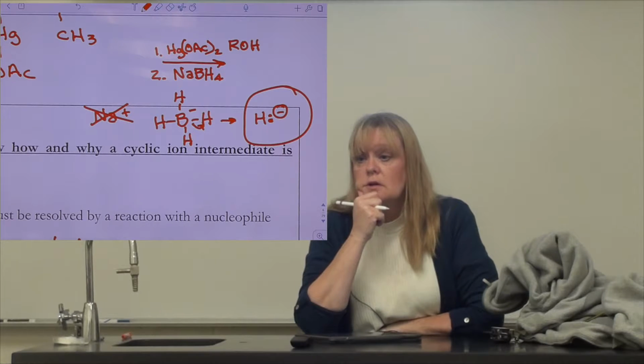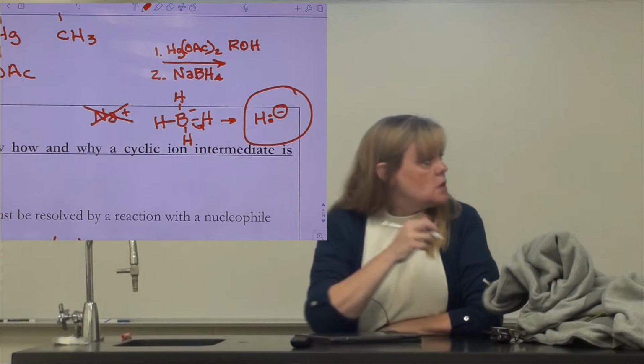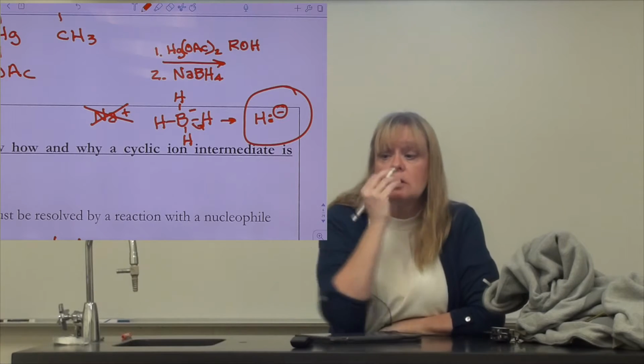More partially negative? Oh, for the electronegativity? Yeah. No, hydrogen is right in between boron and carbon in terms of electronegativity.